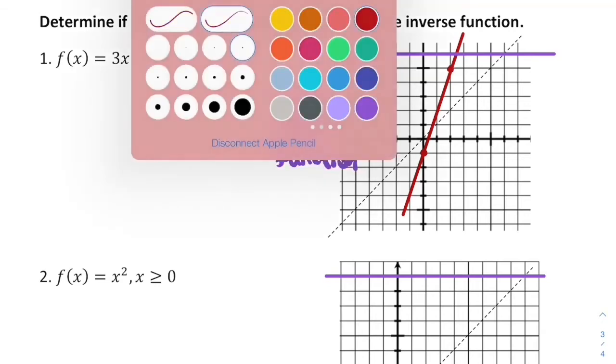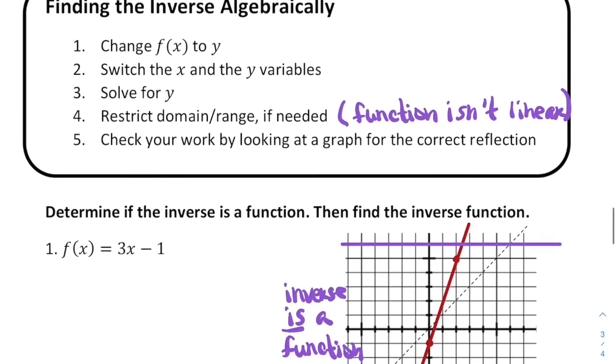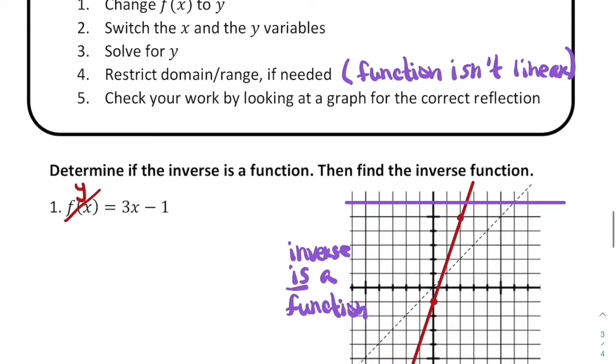So solving involves, again, the 5 steps. We're going to go through them one by one. So the first thing that we need to do is change f of x to be y. Sometimes y will already be there, but most of the time it's written in function notation. The second thing is switch the x and the y variables. We've got to swap those out. So everywhere I see x, I'm going to put y and vice versa. So x is equal to 3y minus 1.